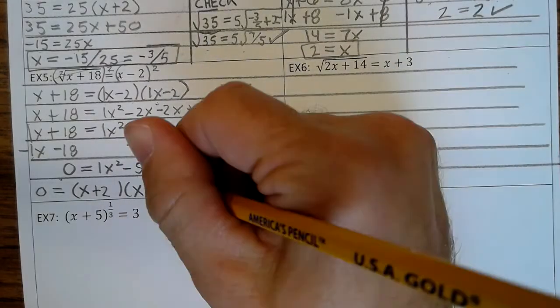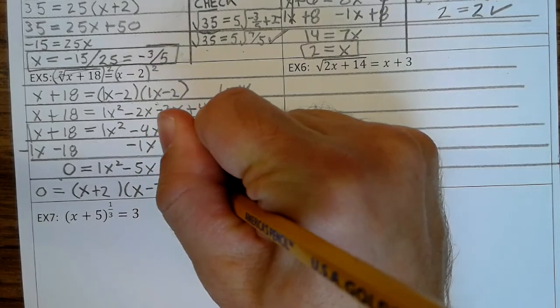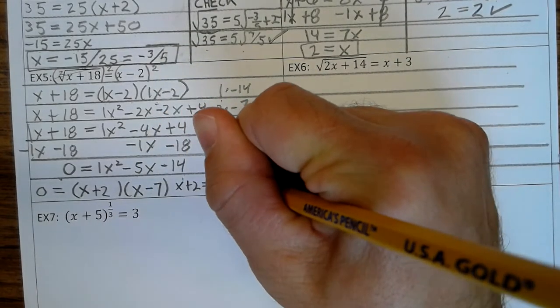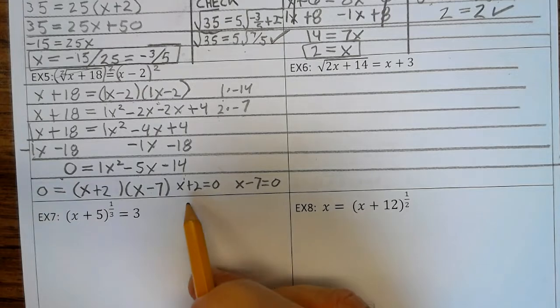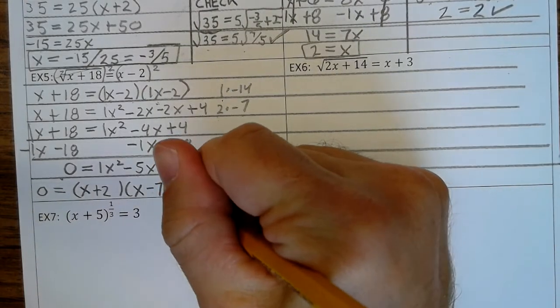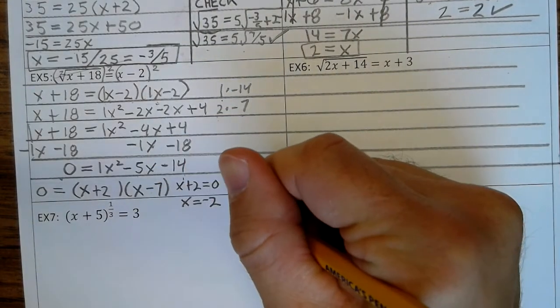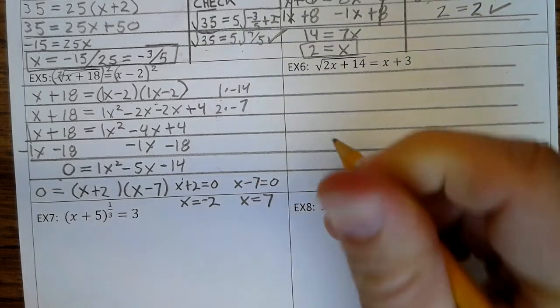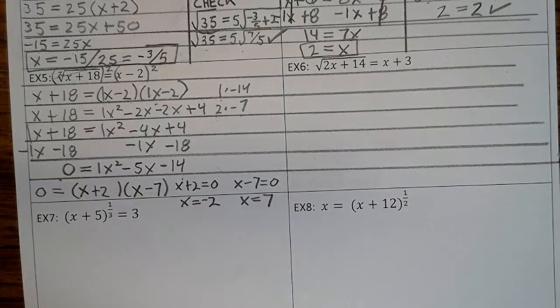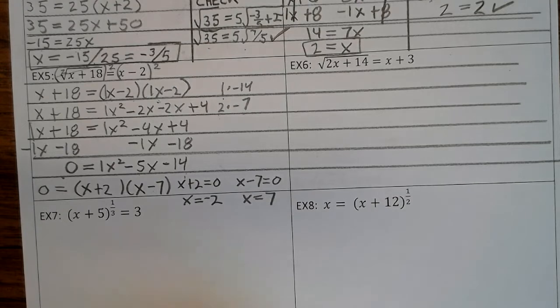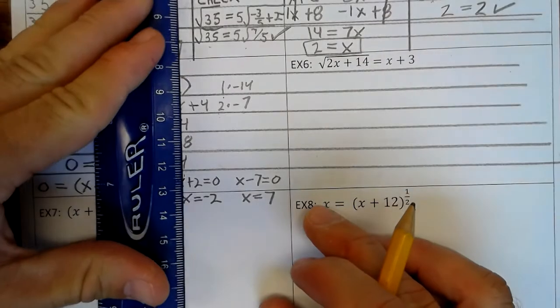So we set those equal to 0, so x plus 2 equals 0, and x minus 7 equals 0. So we subtract 2: x equals negative 2. Add 7: x equals 7. All right, and we're going to have to use this little space we have right here to check.